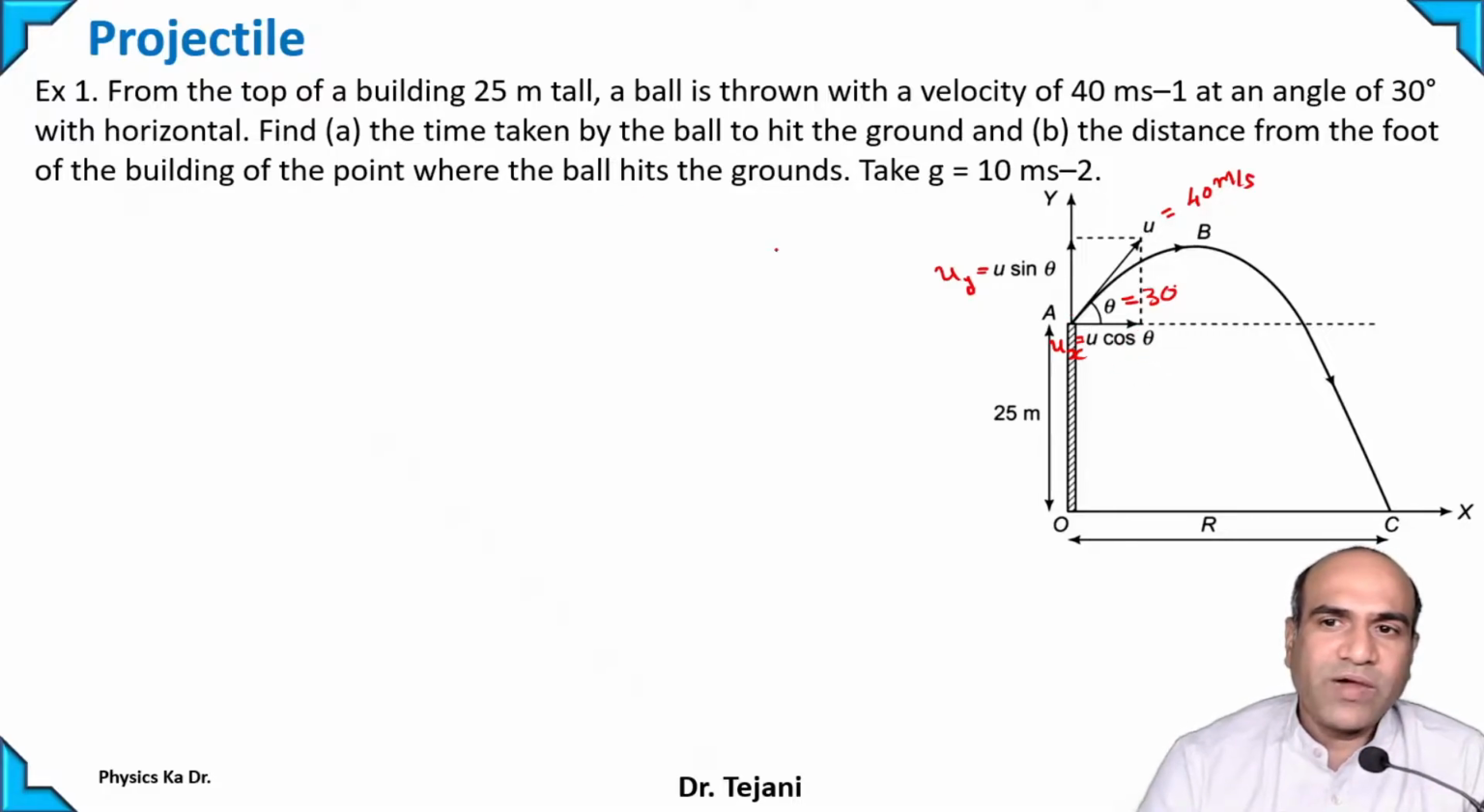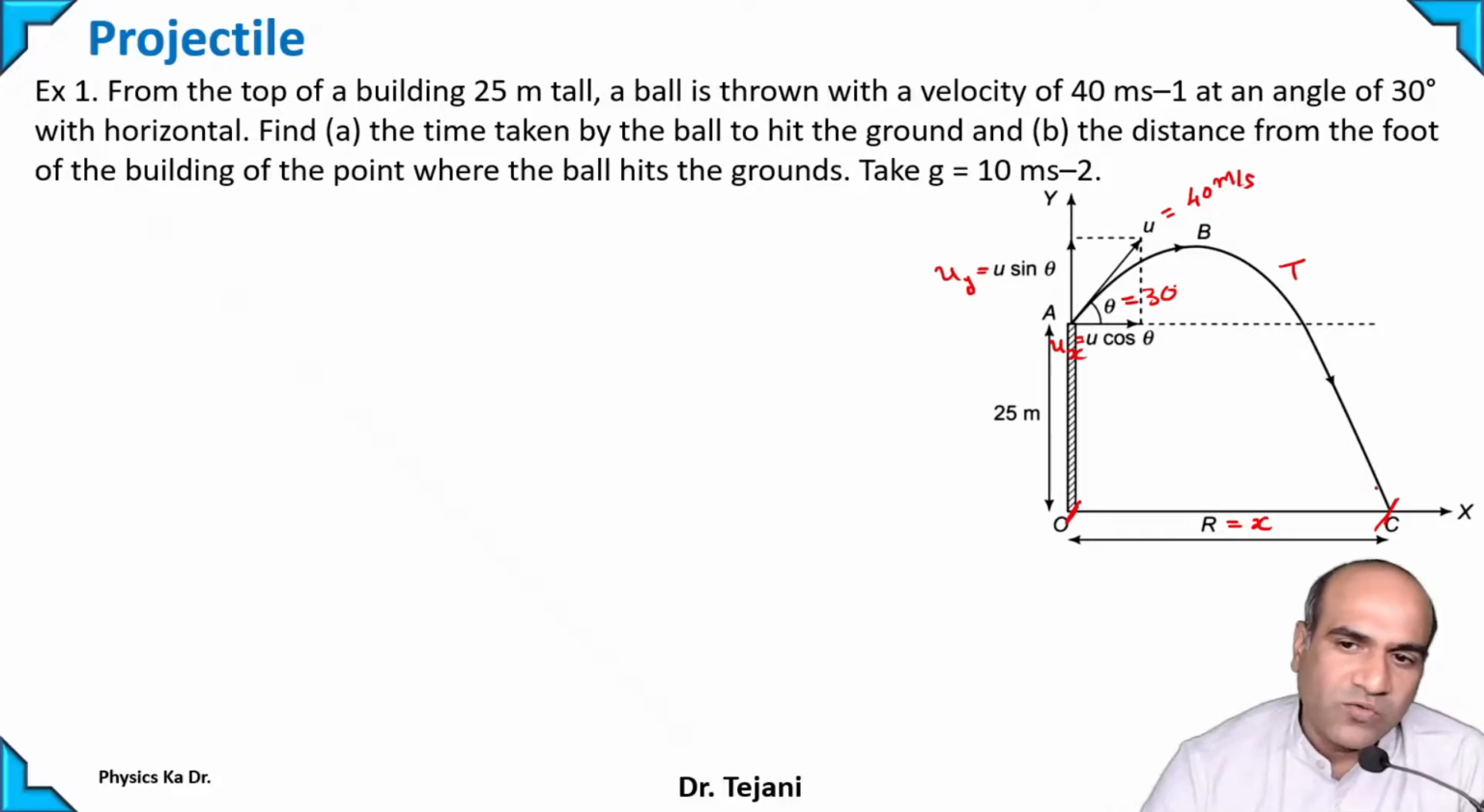So first we need to find the time required for this flight, which is the time period, and second is the distance from the bottom of the building to the strike point. We can call this R, or we can call this X also. Whatever you wish, you can go for either of these two.